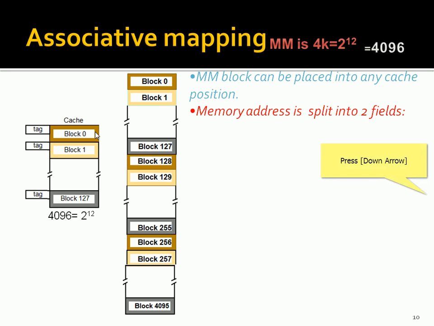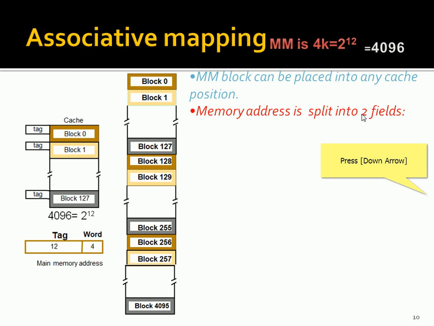So the memory address is split into two fields. The memory address which is sent by the processor, no? The processor is sending some address, so that address needs to be split here. The mapping function, that is the associative mapping function, its responsibility is to understand that memory address. In order to understand that, it will be split into two fields: one is called word, the other is called tag.